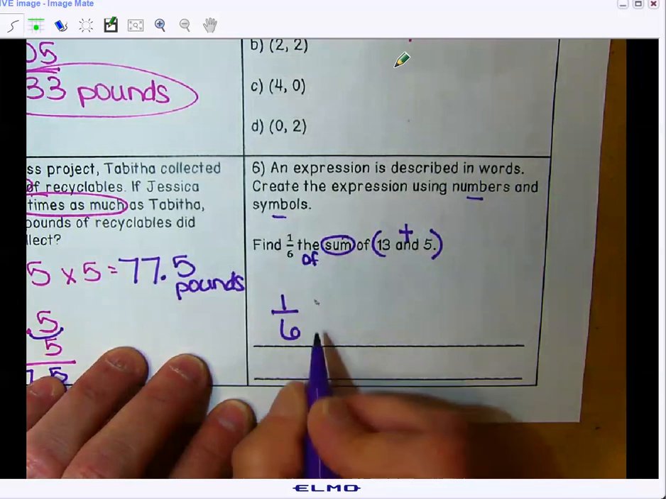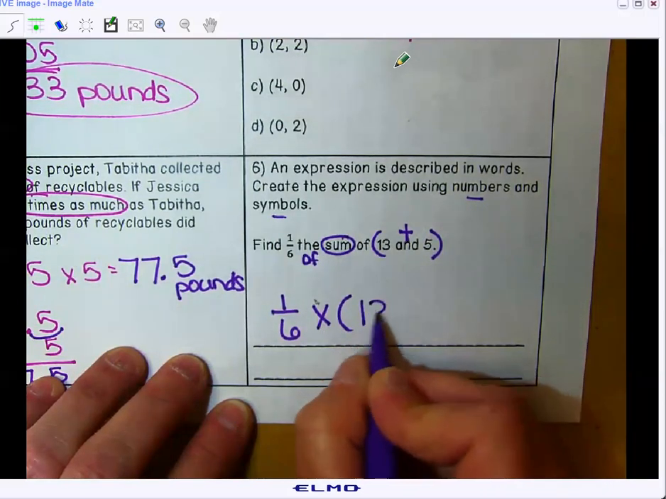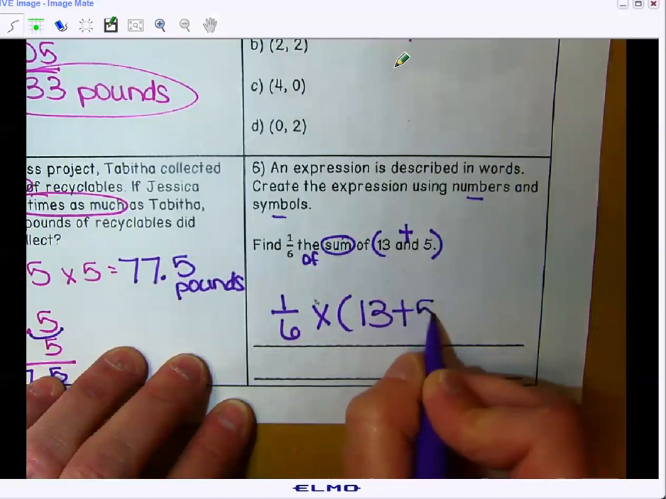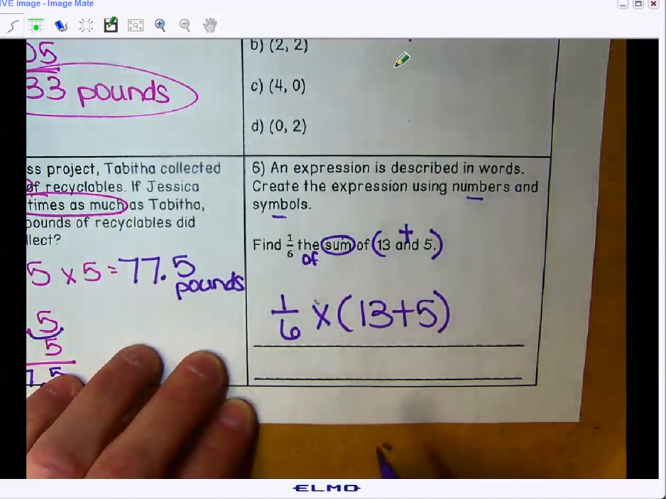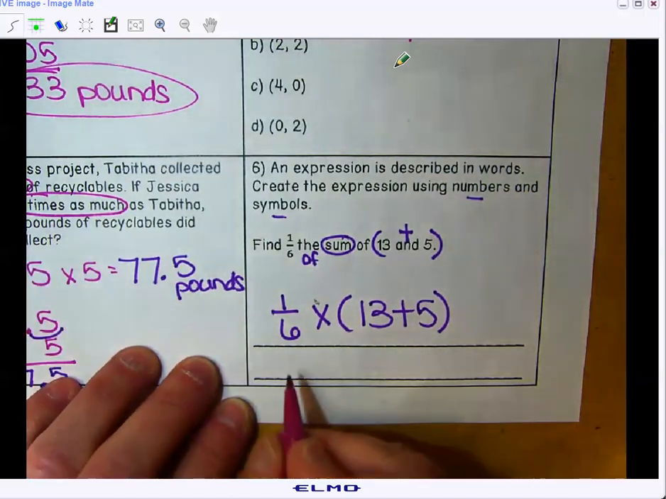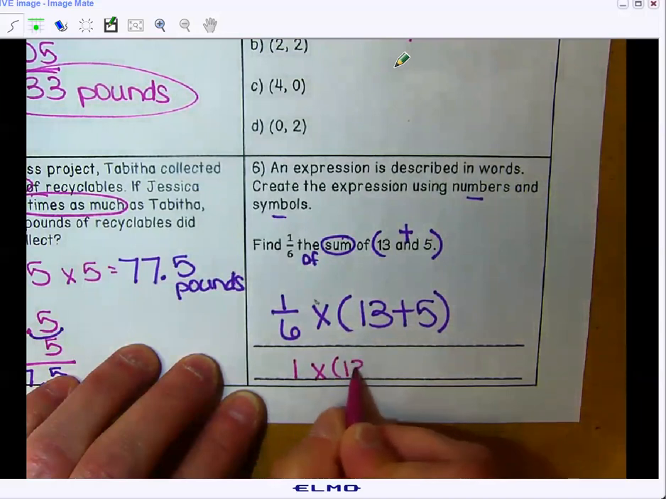So it would be 1/6 times, and you have to put the 13 plus 5 in parentheses. Another way that you could write it would be 1 times, and 13 plus 5 must be in parentheses, over 6.